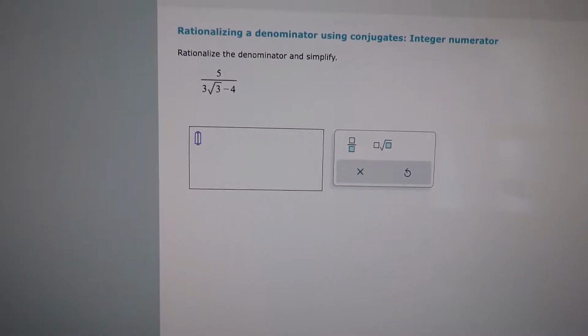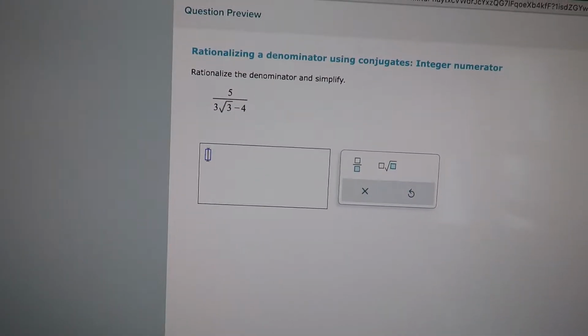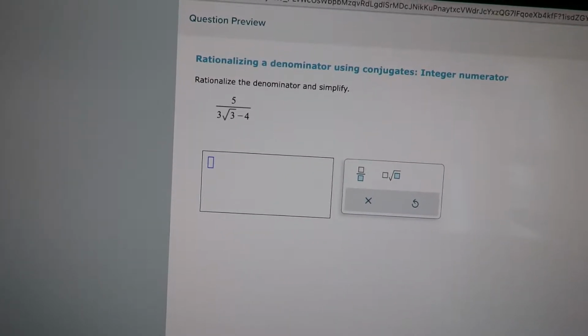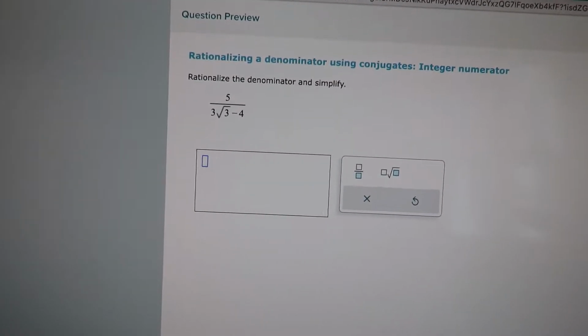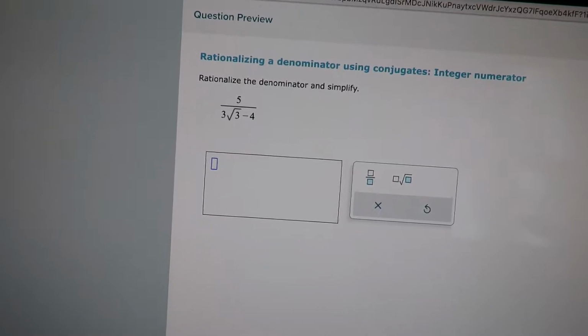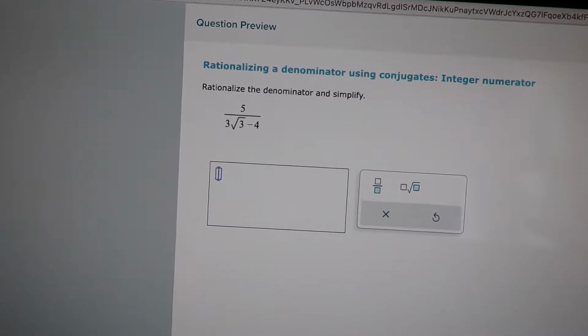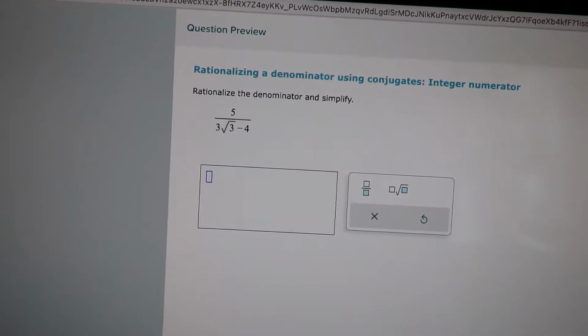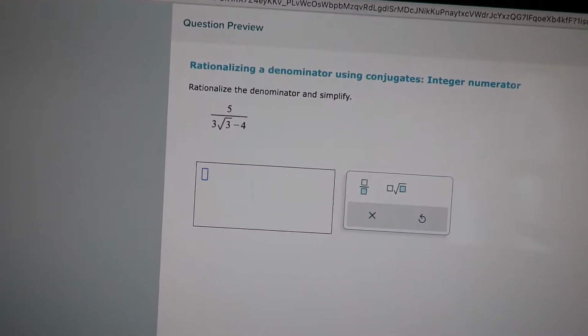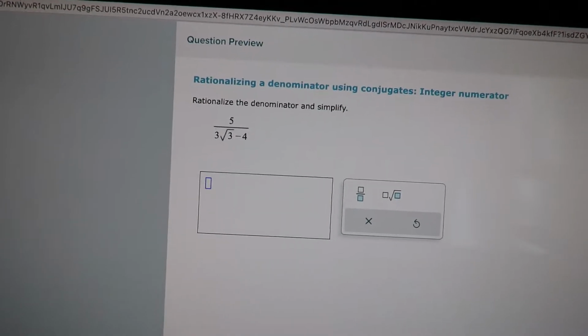Hi gang, today we're going to work on reviewing rationalizing a denominator. If you recall, there's a couple rules you have to follow in terms of radicals, what their final answer should look like. A radical in the denominator is not considered simplified. It needs to be brought up to the numerator.